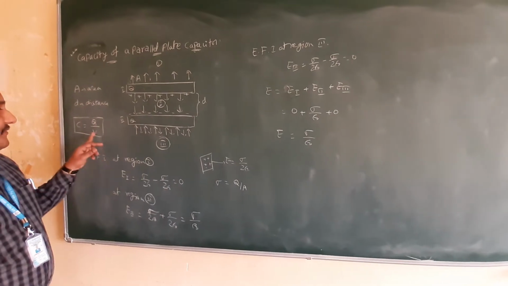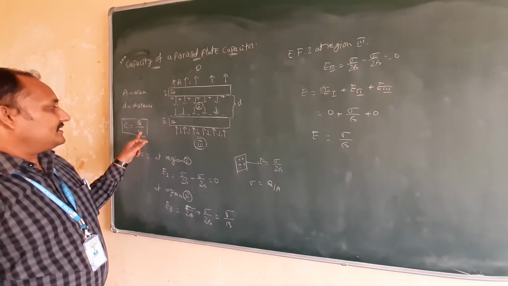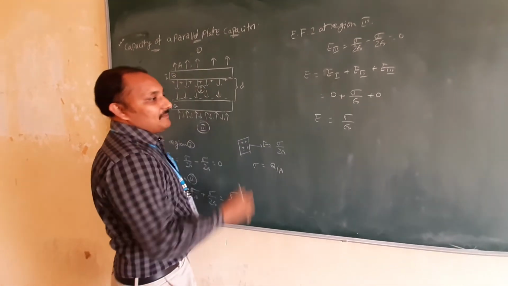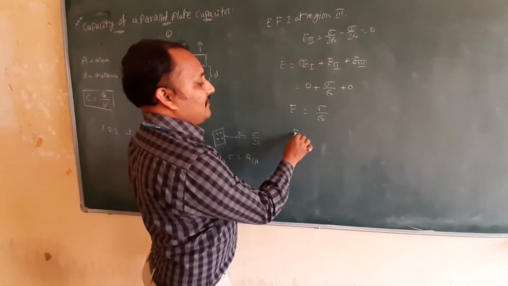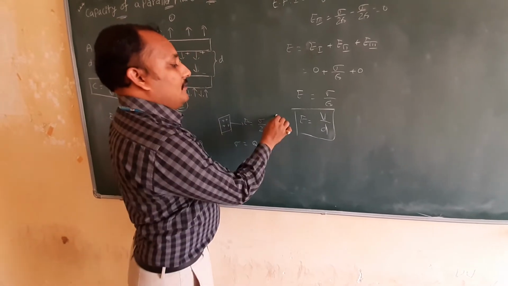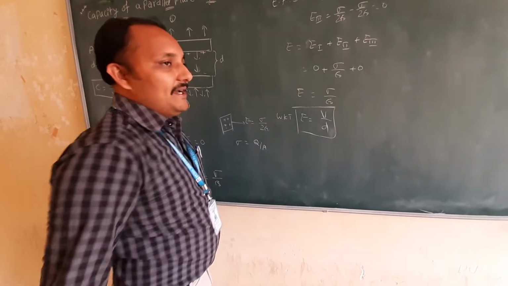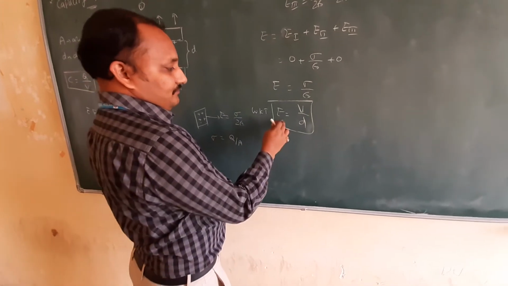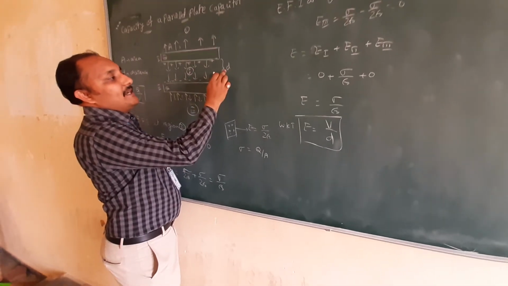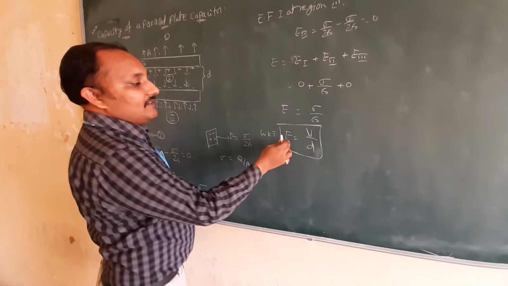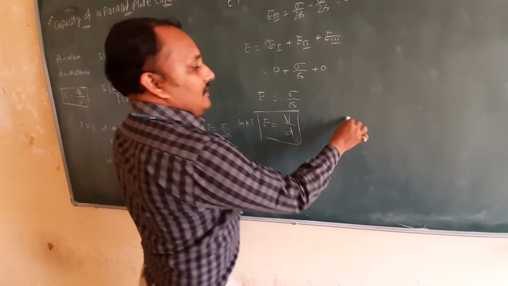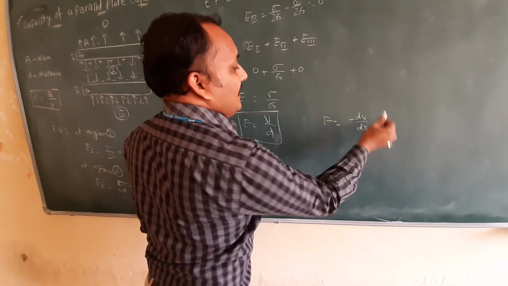But we have to find V, the potential, isn't it? So the resultant potential we should find. So we came to know the relation between electric field intensity, potential and small separation d. What is the relation? E is equal to V by d. Whenever we have electric field intensity over some distance d, that gives the potential. This relation, E is equal to V by d, comes from E is equal to minus dV by dx.